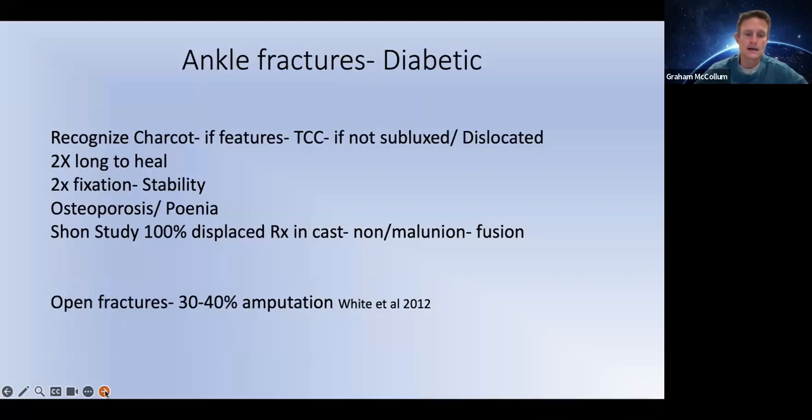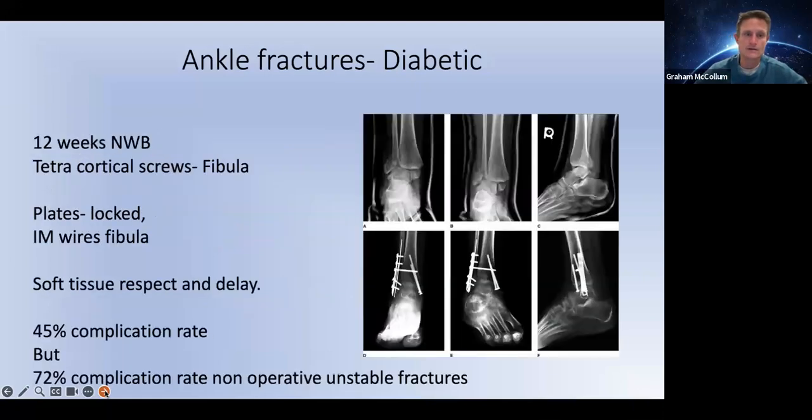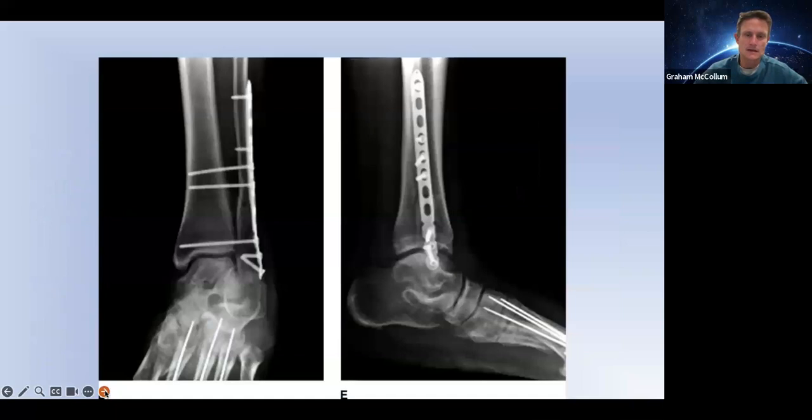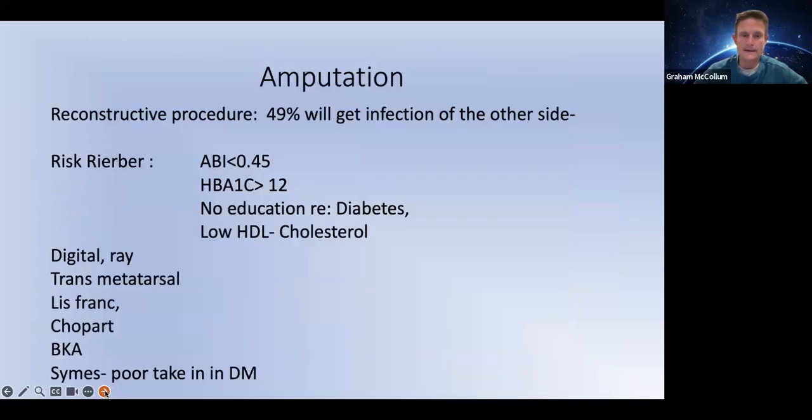And obviously there's a high amputation rate with open fractures there. These are the kind of things you do: multiple syndesmotic screws, and don't have a low threshold to do a TTC or a hind foot nail in a bad sort of trimalleolar fracture.